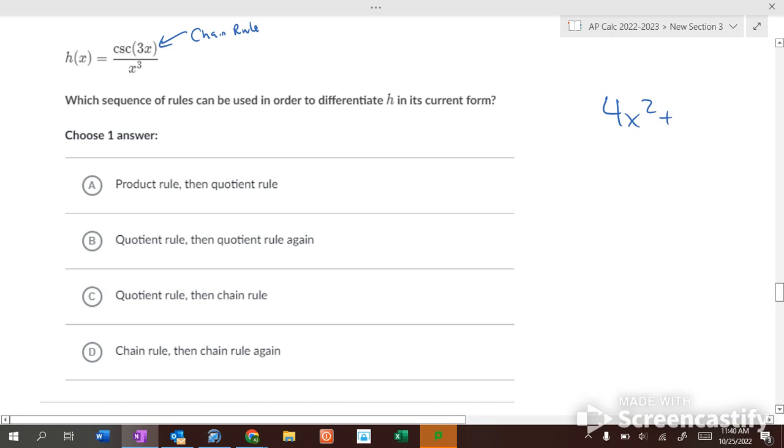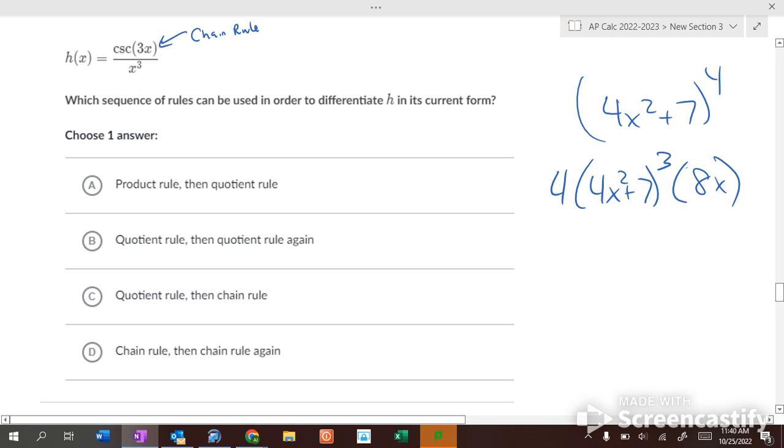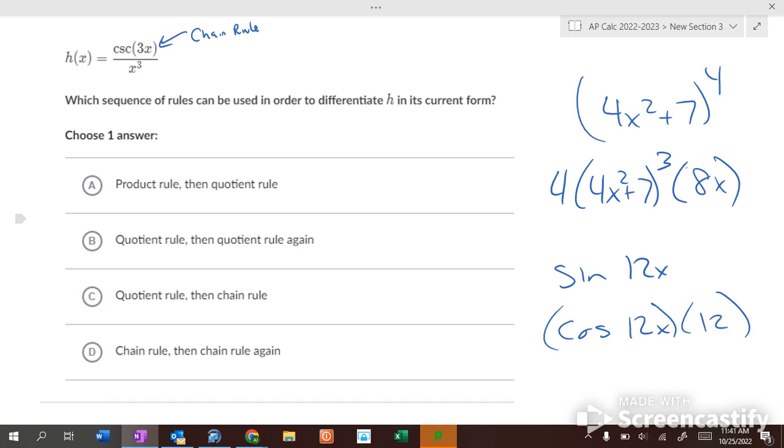If we have 4x squared plus 7 to the 4th power, that's 4 times 4x squared plus 7 to the 3rd, times the first derivative of the inside, which is 8x. That's the chain rule. If you have the sine of 12x, it'd be the cosine of 12x times the first derivative of what's there, which is 12. So it's 12 cosine 12x. So you have to do the chain rule to that, but it's in a fraction, so you have to use the quotient rule and the chain rule.